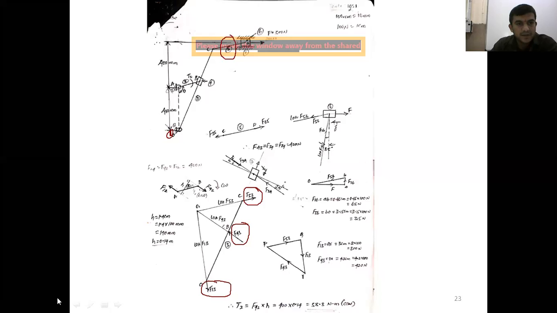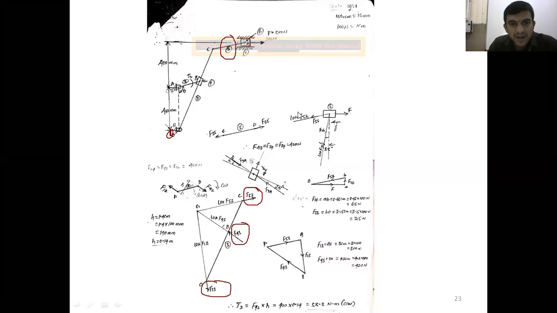Now link 3 is subject to 3 forces. If the body is in equilibrium and subject to 3 forces, all the 3 forces should meet at a point. That point is called the point of concurrency. We will come to that later.